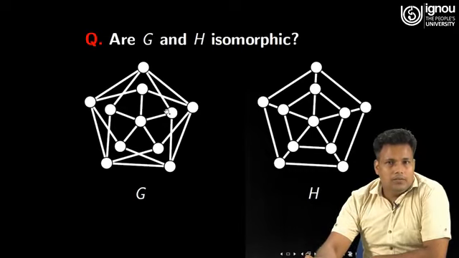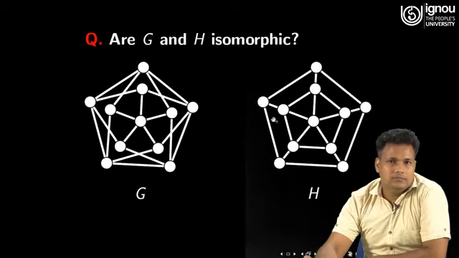The minimum degree of G is 2 and the minimum degree of H is 3. You can see that there is no vertex of degree 2 here. So this just shows that G and H are not isomorphic. We can also look at another property.